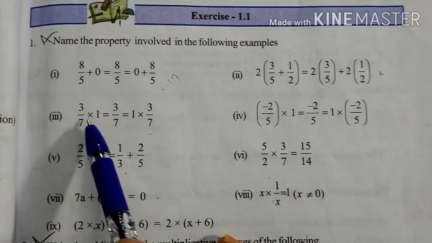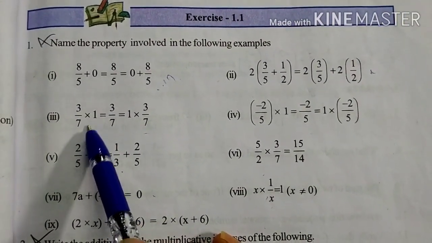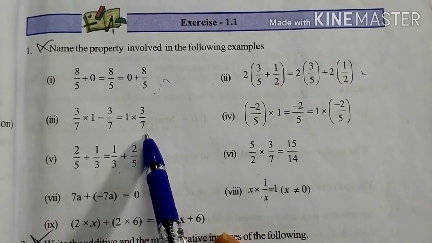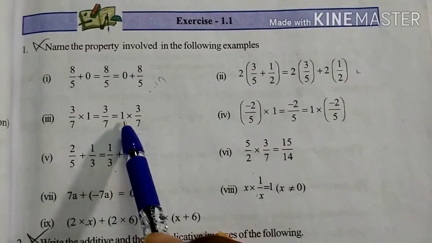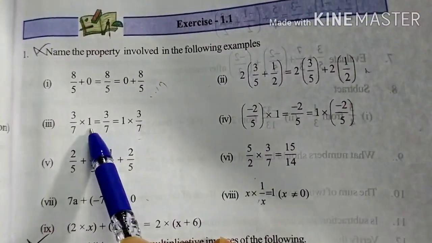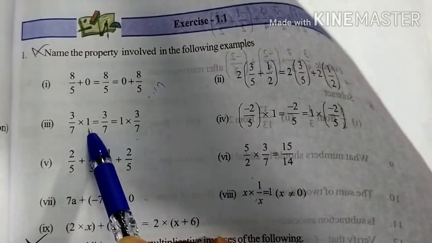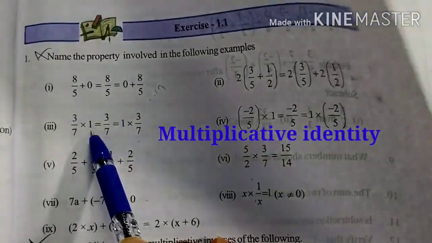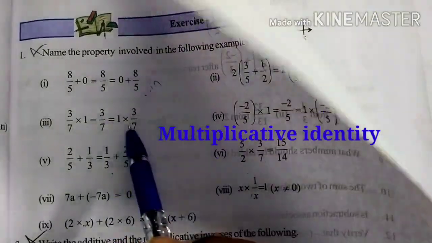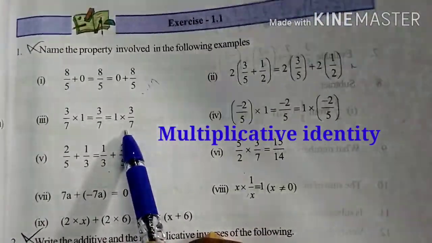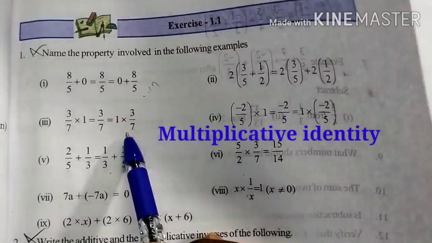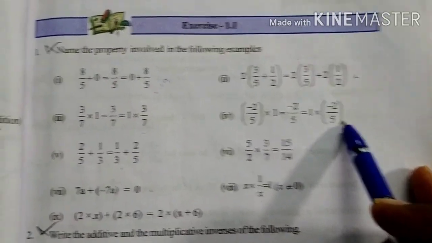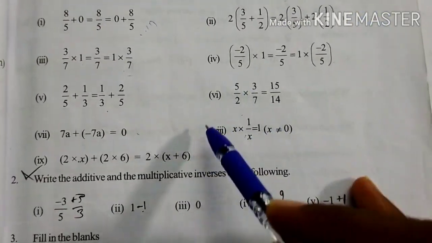In the similar way, you can see here 3 by 7 into 1 is equal to 3 by 7, is equal to 1 into 3 by 7. Already we discussed A into 1 is equal to A, is equal to 1 into A. You know that 1 is called the multiplicative identity. Yes or no? So this formula is multiplicative identity. You can write this answer as multiplicative identity. This one also is multiplicative identity only. In the similar way you can try the remaining.